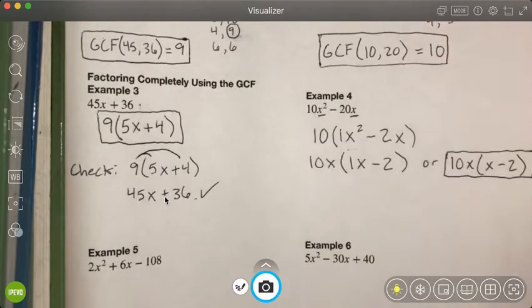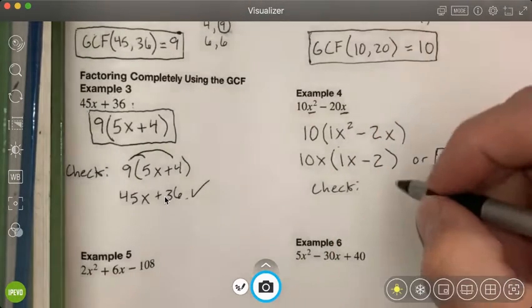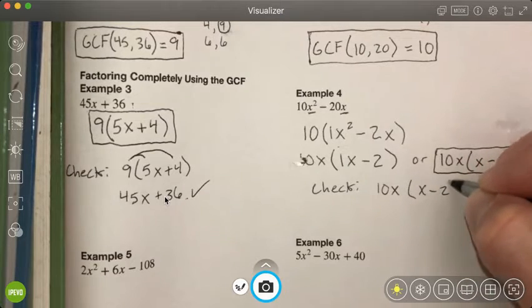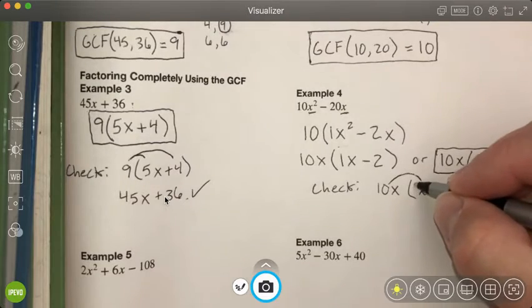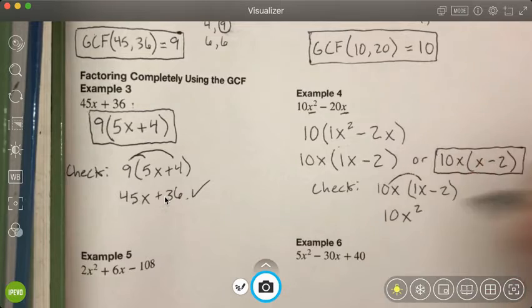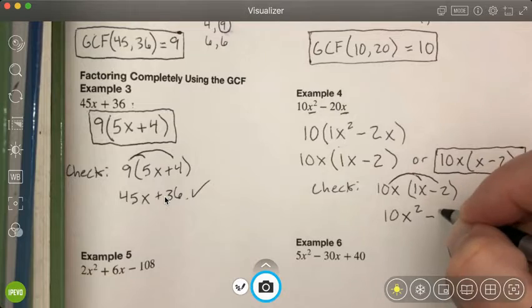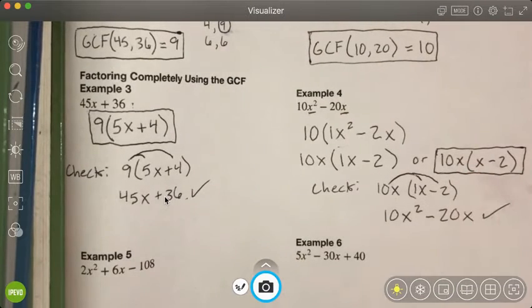Once again, I'm going to perform a check real quick. If I take that 10x times x minus 2, think of that 1 being in front. So 10 times 1 is 10, x times x is x squared, and then 10x times negative 2 will be minus 20x. Those two things look just like my original, so I'm good to go. Now I know that must be my factored form. That's it.